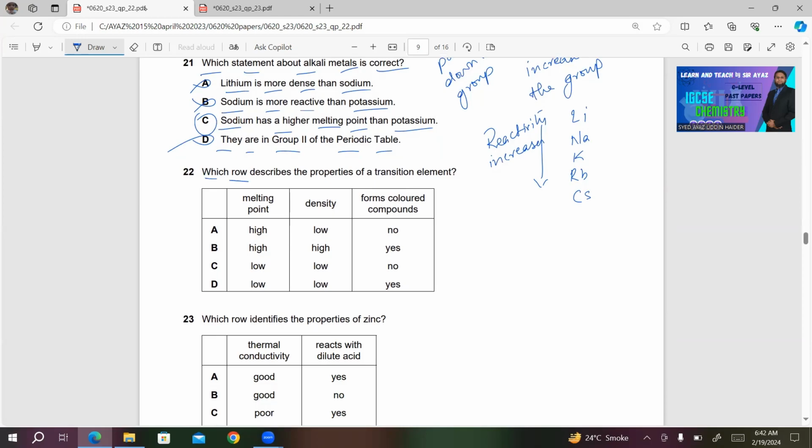Number 22, which row describes the properties of a transition element? Now, in this, they are talking about the properties of transition element. This one is very easy. So either choice A is correct or B is correct. Both C and D are incorrect. Now, I've already narrowed down the choices. I'm reading the other statement for this one. Melting point is high for A, density low, form colored compounds no. So this is incorrect. Obviously, B will be the right answer. Melting point high, density high, form colored compounds. Yes, they form colored compounds.